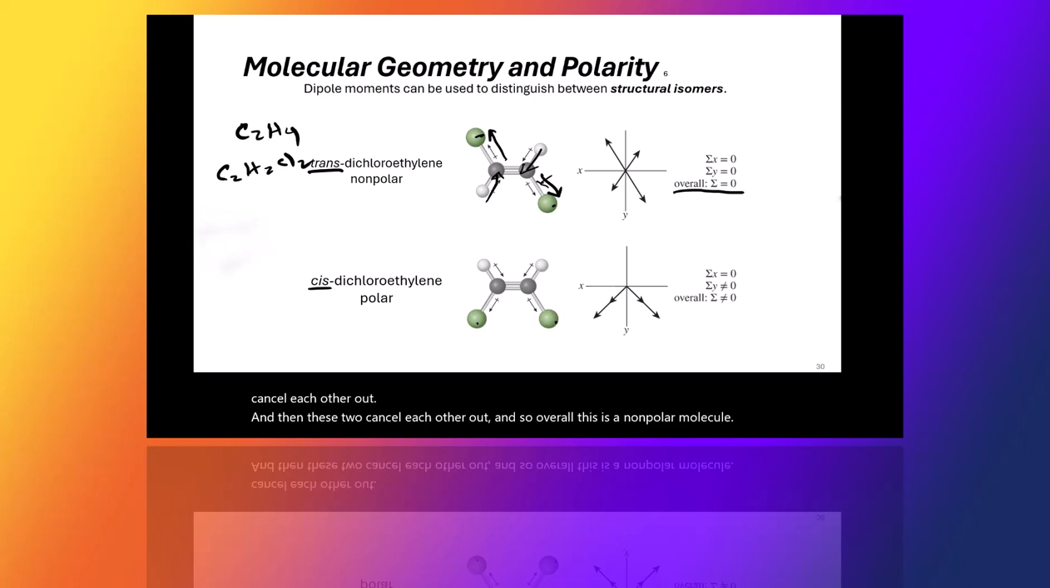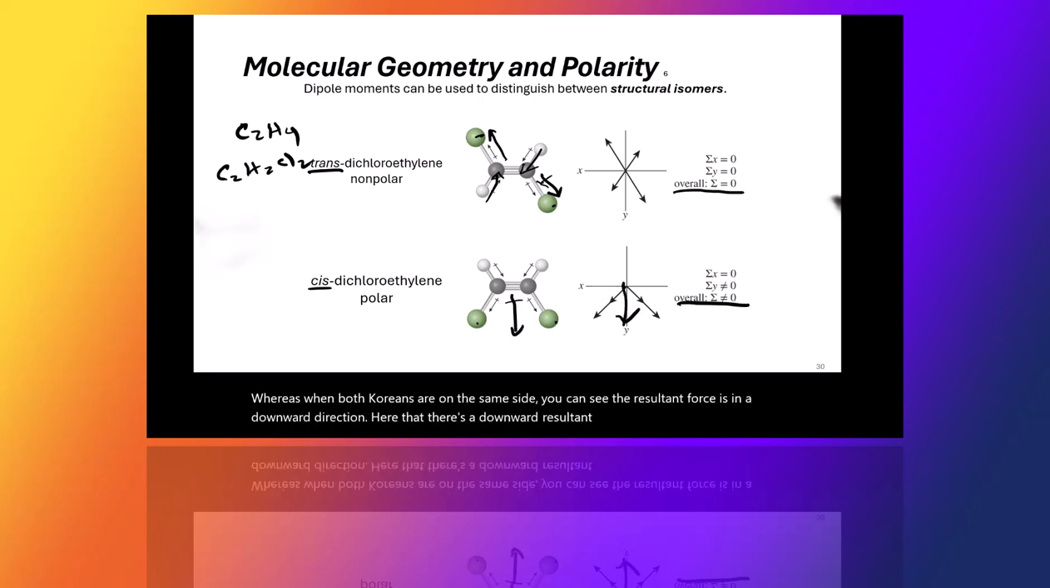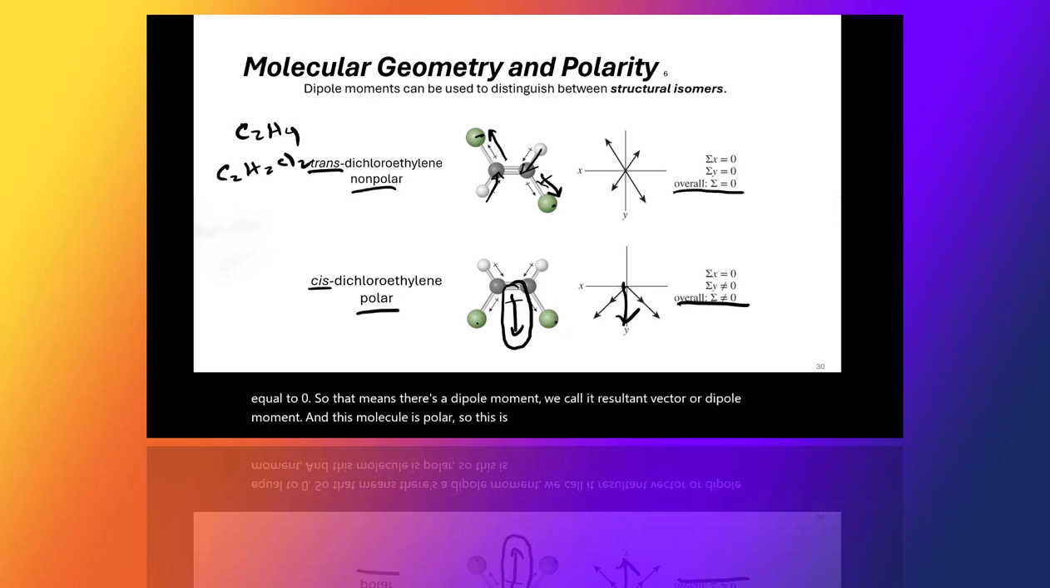Whereas when both chlorines are on the same side, you can see the resultant force is in a downward direction here, that there's a downward resultant force. So the overall sum is not equal to zero. So that means there's a dipole moment. We call it a resultant vector or dipole moment. And this molecule is polar. So this cis is polar, trans is nonpolar in this case.